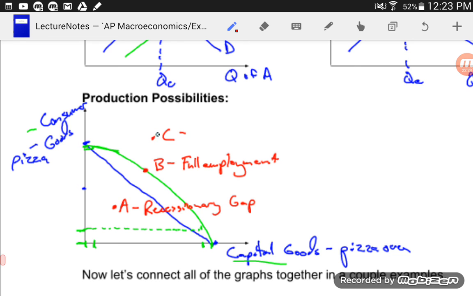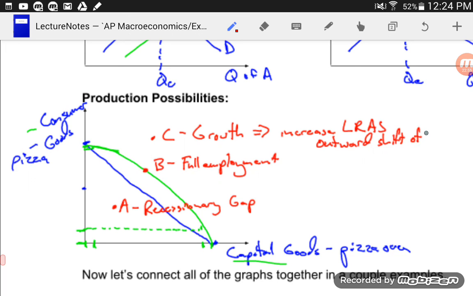one way you can do it would potentially be through trade, but the other way that you have to get to point C is through growth. And what that means is an increase in the long run aggregate supply. You could also refer to that as an outward shift of the PPC, this production possibilities curve. So this is unattainable except through growth. So to get to C, you'd have to have some sort of growth.